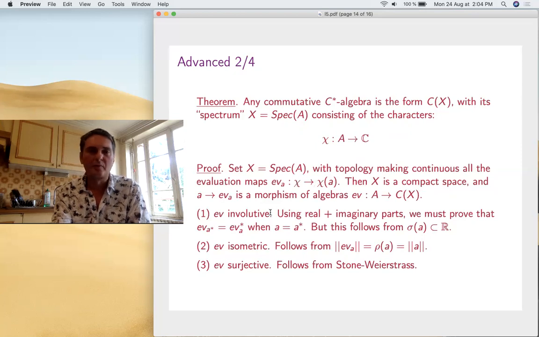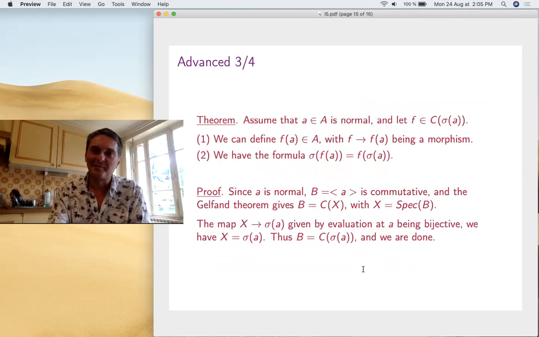continuous. Now I have to prove that it's involutive, isometric, and surjective, and this follows from the spectral theory we're doing, and with some Stone-Weierstrass at the end for surjectivity. A very, very nice result. And this has two applications.